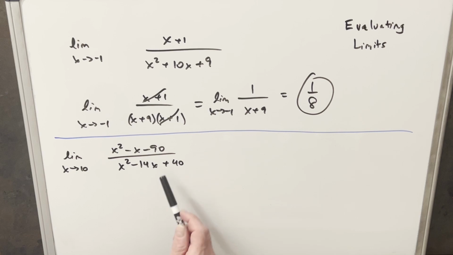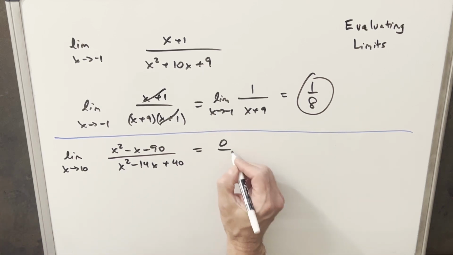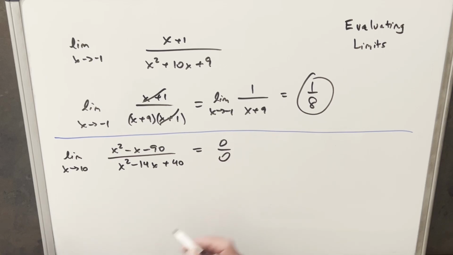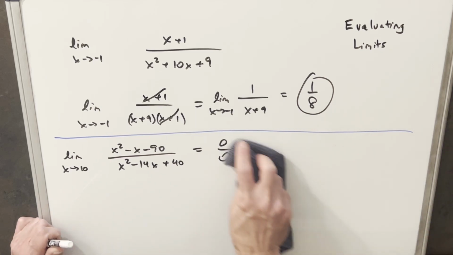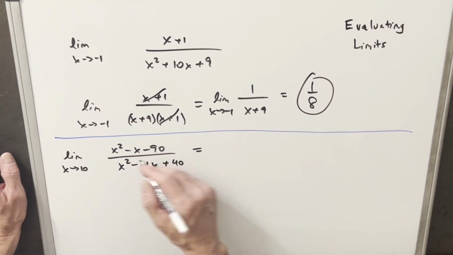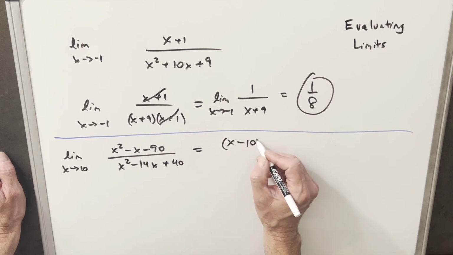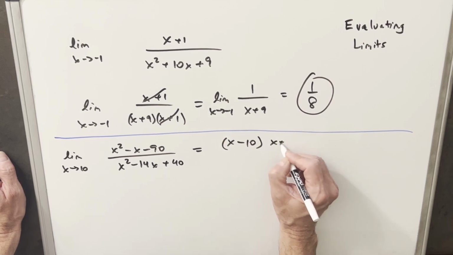Okay, so this one's actually going to be really similar to the one we just did, I think. And then I'll let you validate, but if you plug in 10 here, you're going to end up with 0 over 0, indeterminate situation again. So we're going to need to do some factoring, and let's just factor this thing. So in the numerator, what is this going to be? x minus 10 times x plus 9.